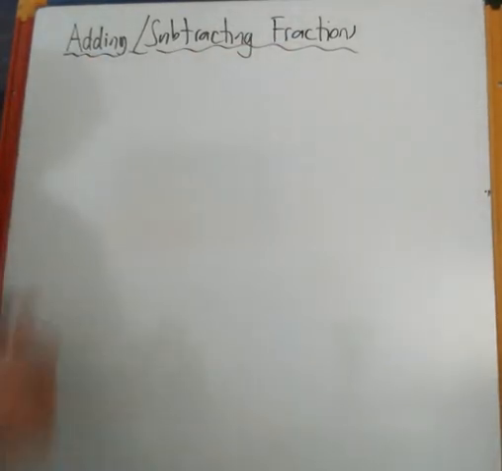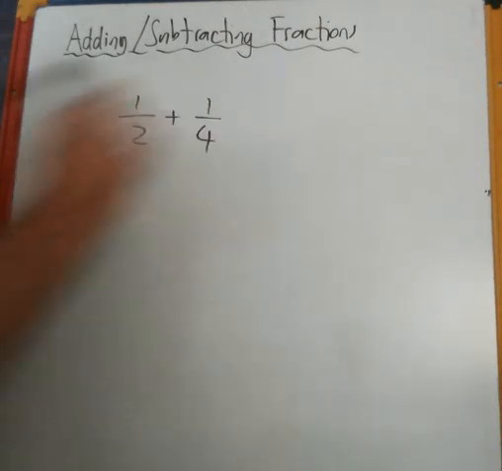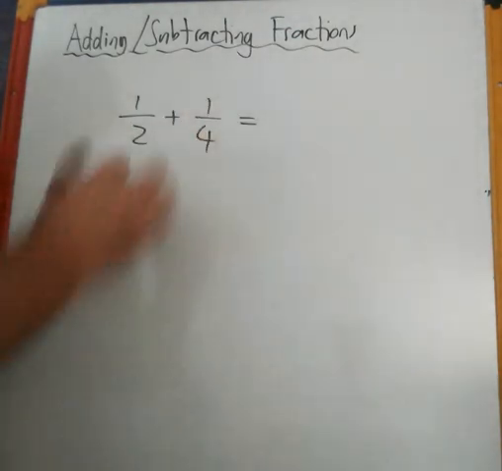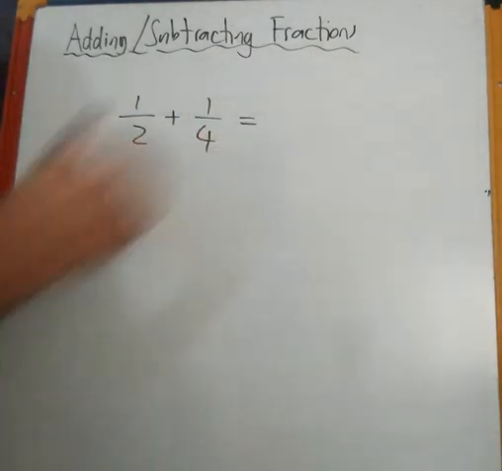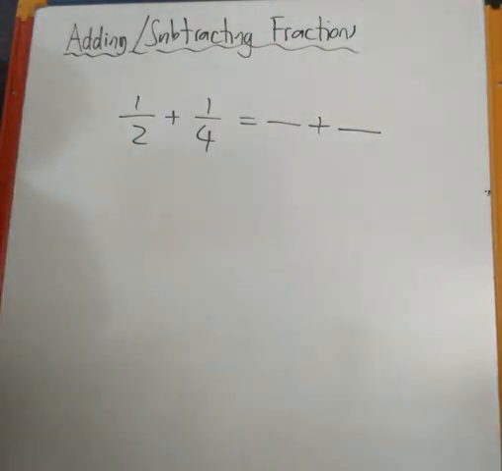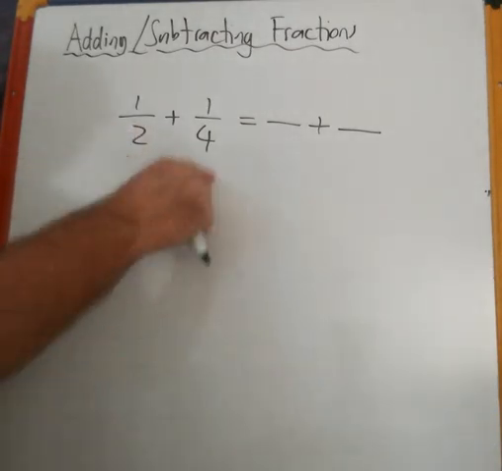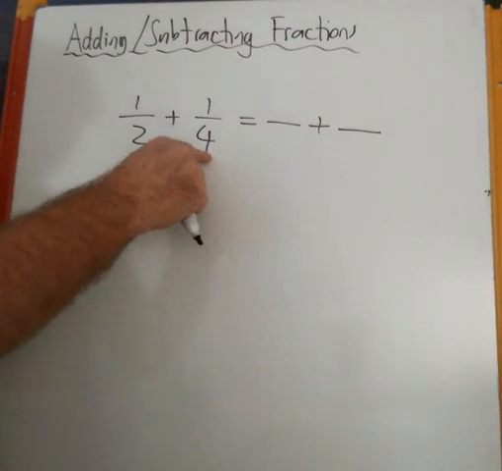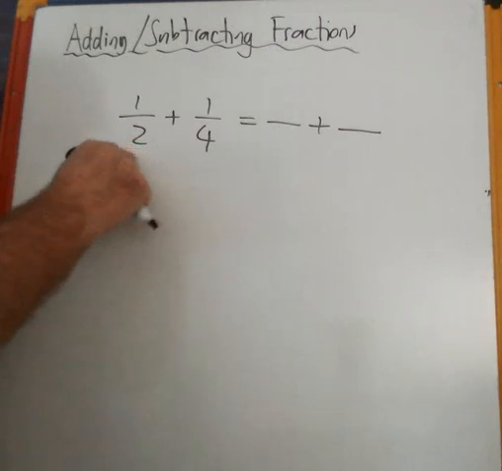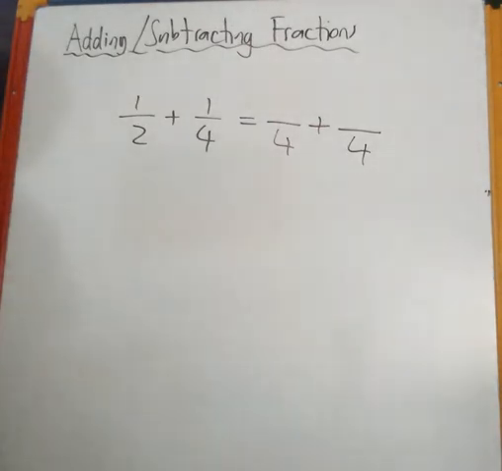Sometimes it can be quite straightforward. So for example, if we have a half plus a quarter, the bottom number's different. We have to make them the same. So to do this, we ask ourselves if the smaller number can go into the bigger number. Does it divide into it exactly? Well, it does. 2 goes into 4 twice. So we can use 4 as our common denominator.